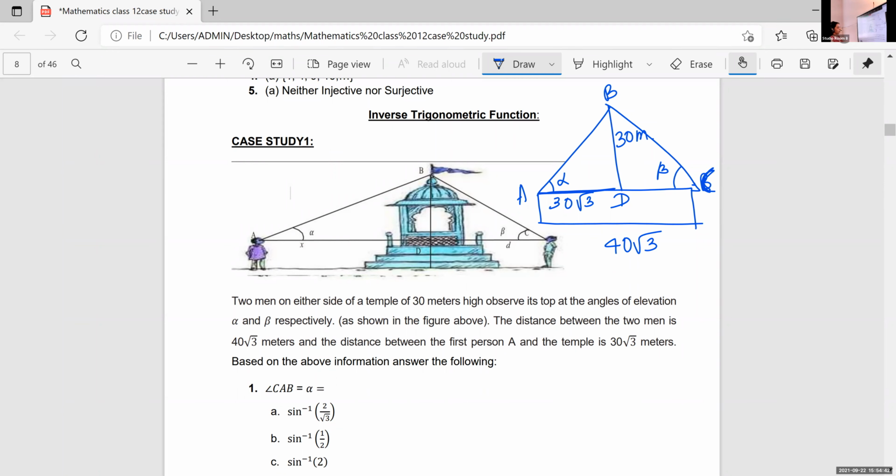Mark this as C. So what will be the length DC? Full length is 40 root 3, isn't it? Therefore, DC, and this length is 10 root 3. So DC will be 10 root 3.